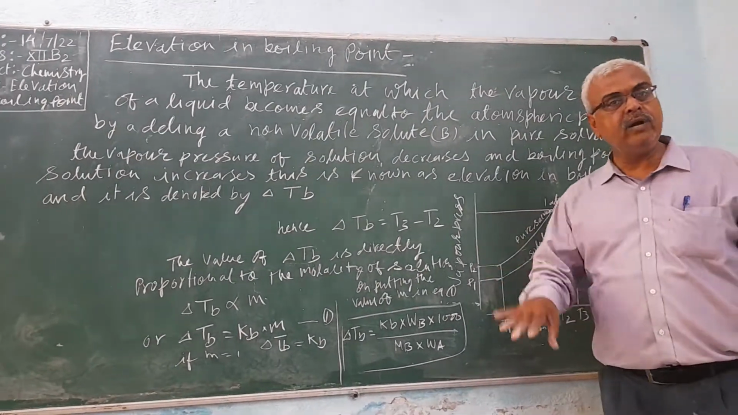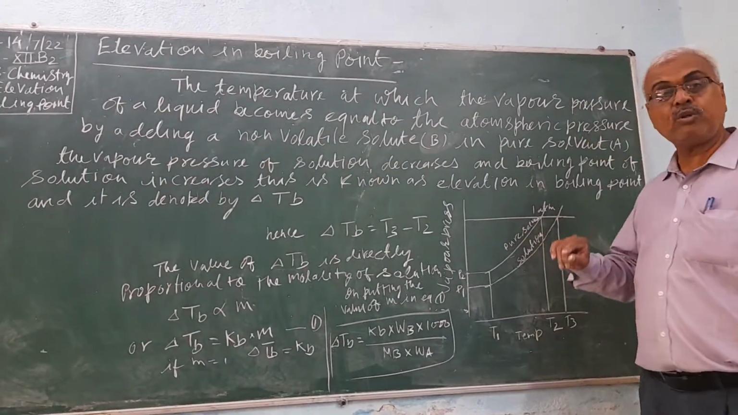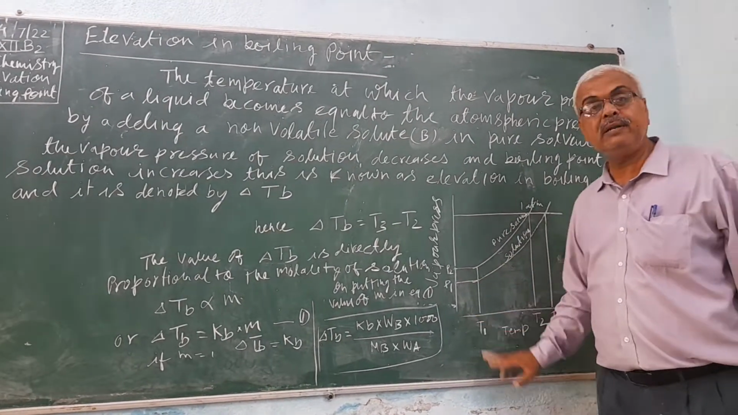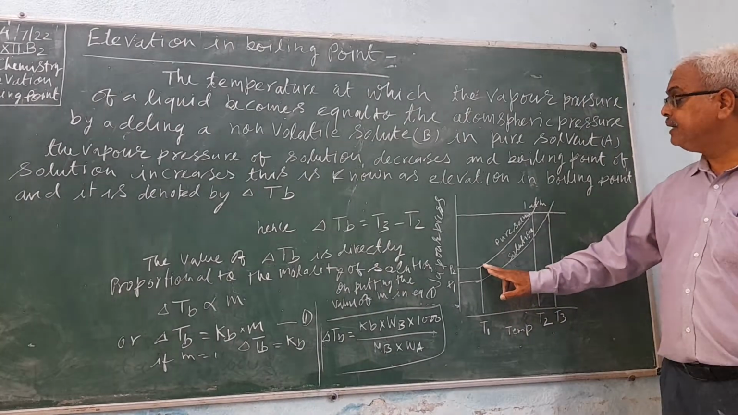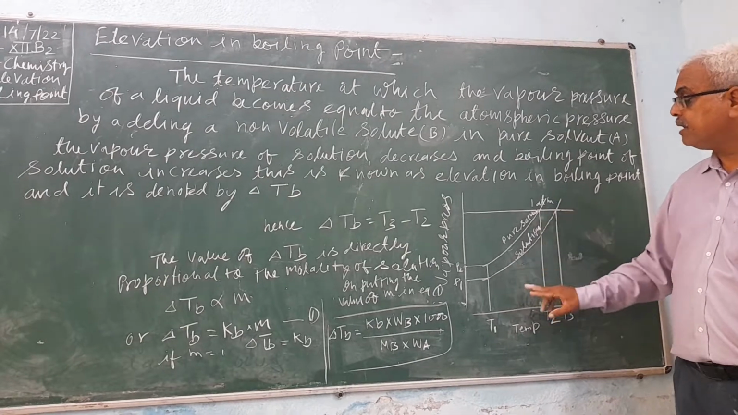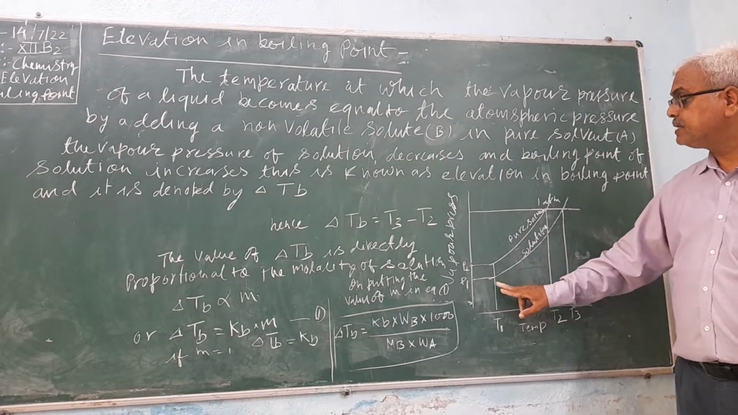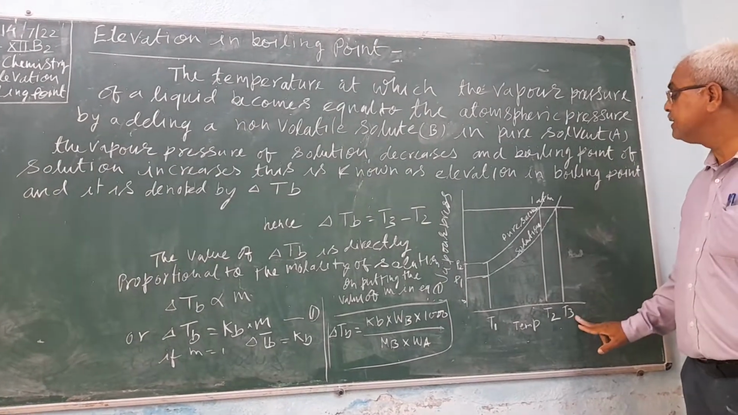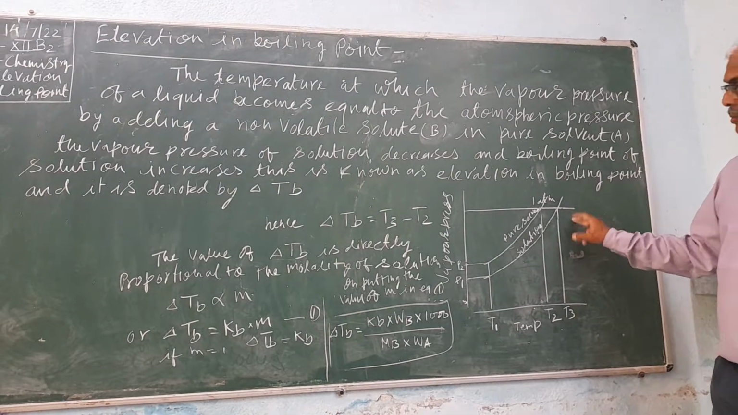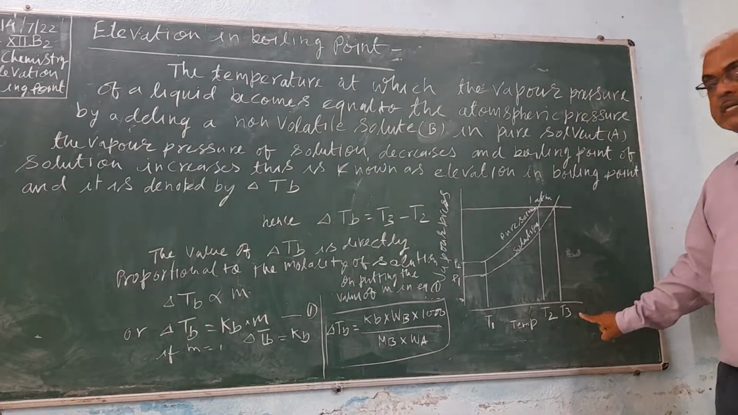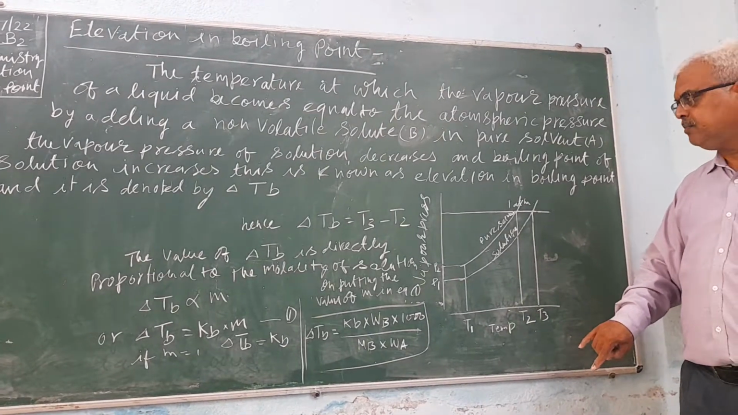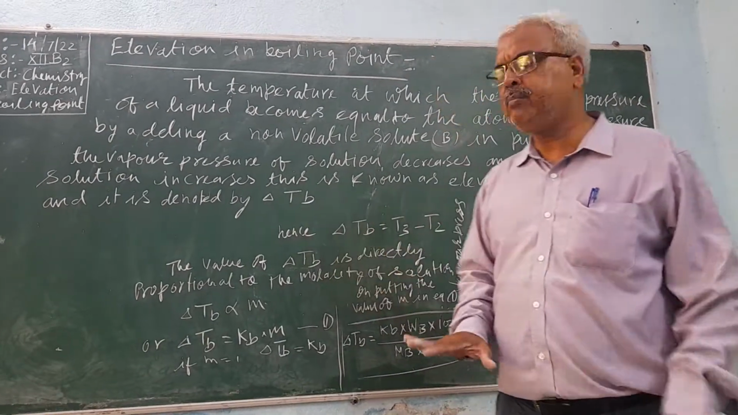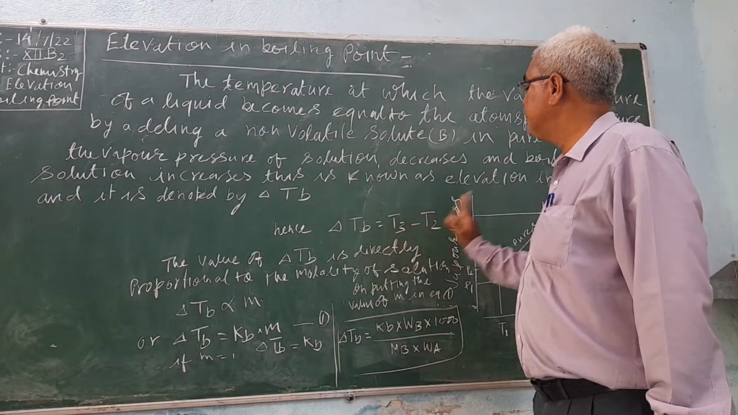On adding a non-volatile solute to this pure solvent, the vapor pressure of the solution decreases from P2 to P1, and this graph will be on the lower side of the first graph. So at temperature T1, its vapor pressure is P1. On increasing the temperature, at temperature T3 its vapor pressure becomes equal to 1 atmospheric pressure. So T3 is the boiling point of the solution. So the elevation in boiling point, delta TB, equals T3 minus T2.